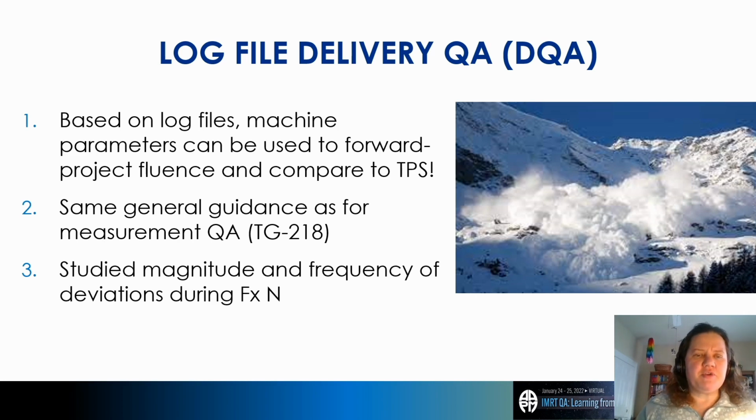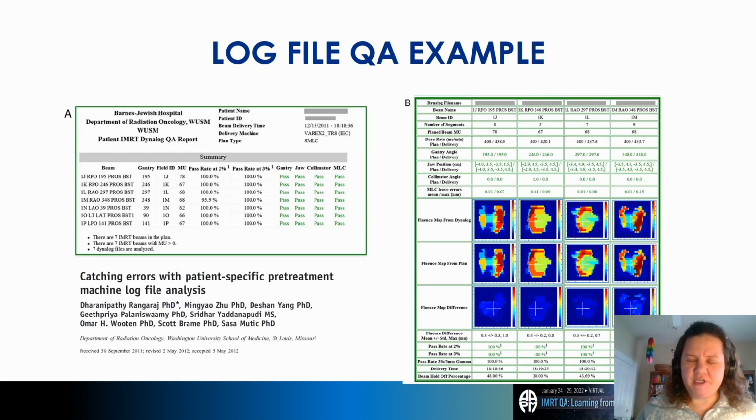A lot of the papers started studying the magnitude and frequency of deviations from the planned treatment during fraction n during the course of the treatment. So here's an example of what that would look like from one of the papers I like from Dr.